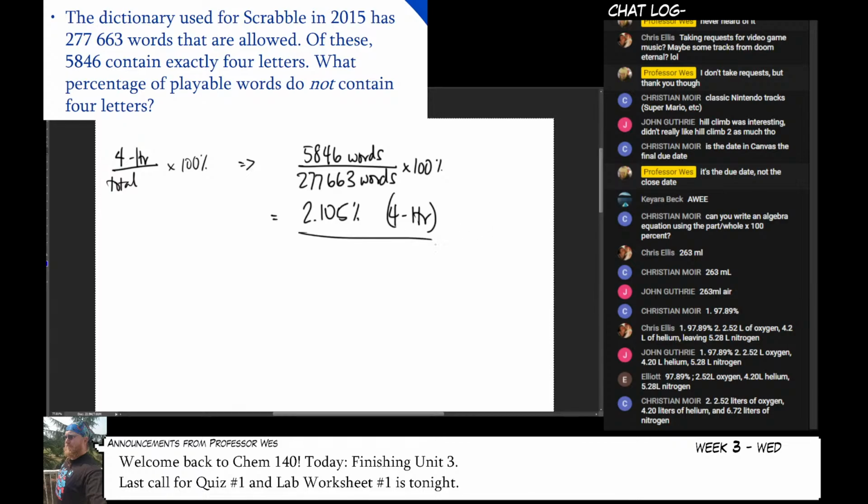All right. So if I want not 4-letter words, I just have to go 100% minus this number. And so 100 minus the answer that we got was 97.895. And honestly, for that problem, you can have as many significant figures as you want.